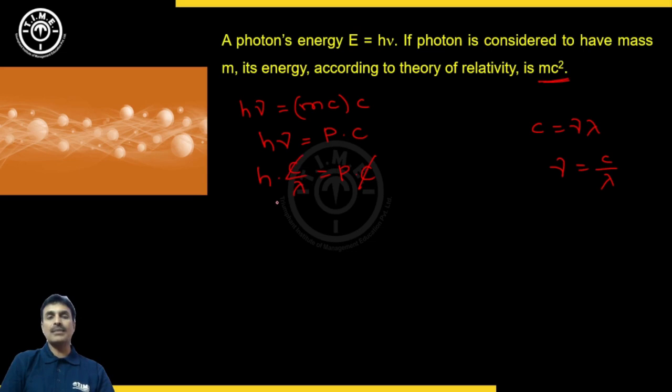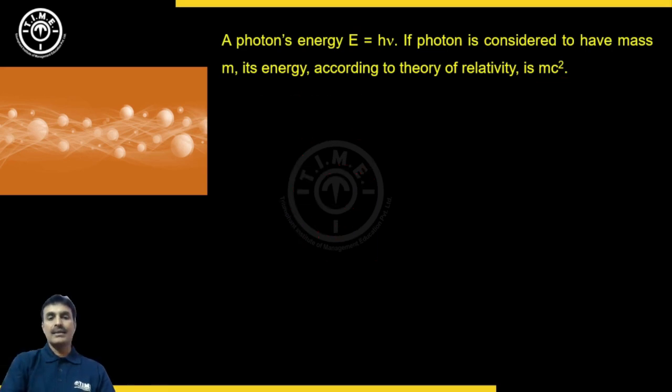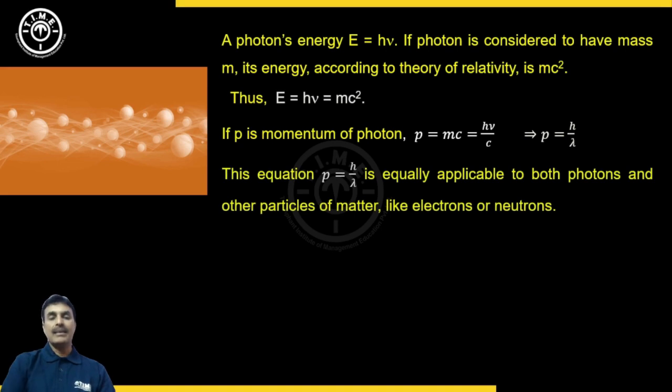Now you can cancel c on both sides. You are left with h by lambda is equal to p. So this is the de Broglie's equation. Or rearranging, you'll get lambda is equal to h by p. Hope that is clear. Lambda equal to h by p. Understood? Right. So using the relation E equal to h nu and equating it to mc square, we get p equal to h by lambda or lambda equal to h by p.